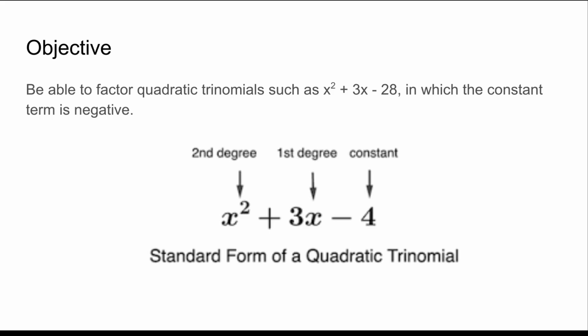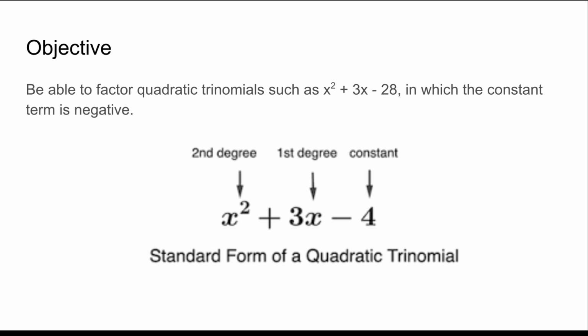So our objective is to be able to factor quadratic trinomials such as x squared plus 3x minus 28, in which the constant term is negative. The constant is this last term, right? It has no variable with it. We're going to be dealing with ones that have a negative constant. We're using the same exact technique as we did before, except just one little difference.